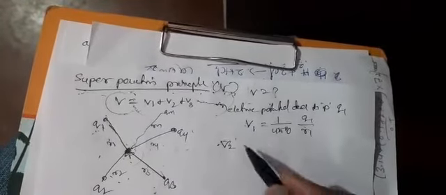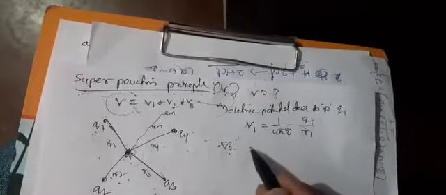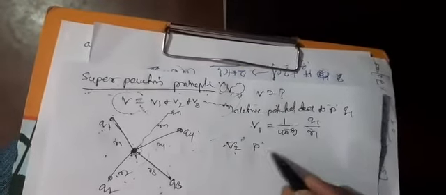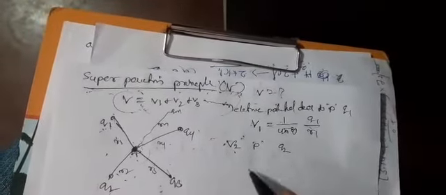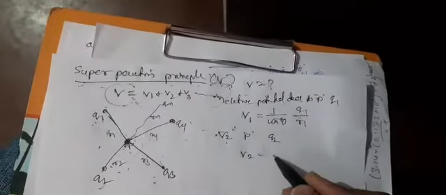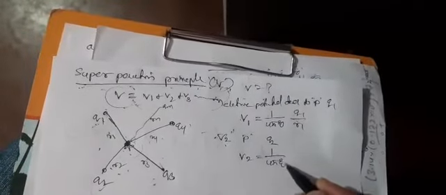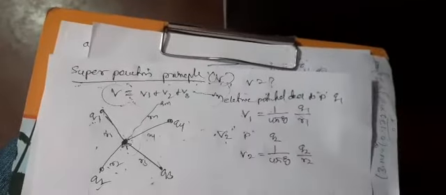Similarly, the electric potential V2 at a point P due to the charge Q2. What is the equation? V2 is equal to 1 by 4 pi epsilon naught, Q2 by R2.